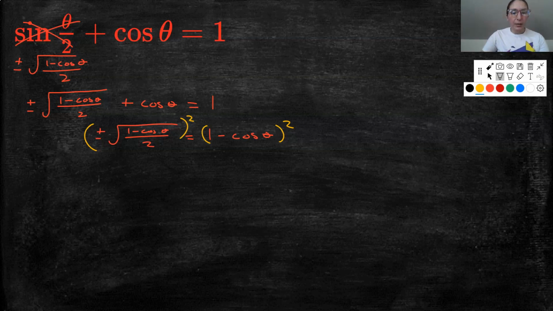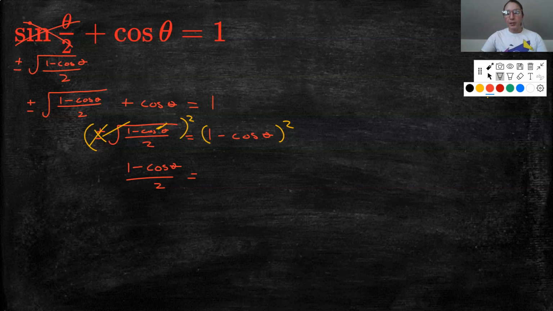So this square not only knocks out this square root, it also knocks out this plus minus issue here. And in doing that, we end up with 1 minus cosine theta over 2 on the left. On the right, 1 minus cosine squared, let's distribute out. 1 minus cosine squared is 1 minus cosine times 1 minus cosine.